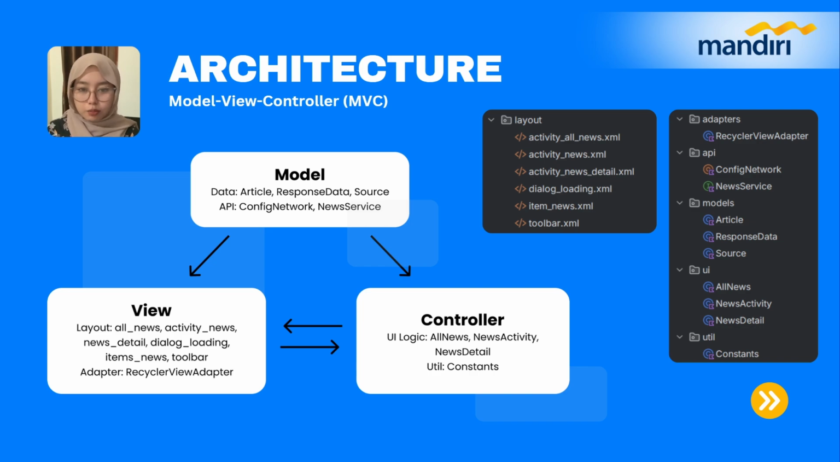In the model, I put all of the data models and also the API configuration, such as the config network and then the news service. For the view, I put all of the layout XML files and then the recycler view adapter. For the last one, there is the controller. I put all of the UI logic there, such as the all news, news activity, and the news detail, and I also put the util, that is the constant.